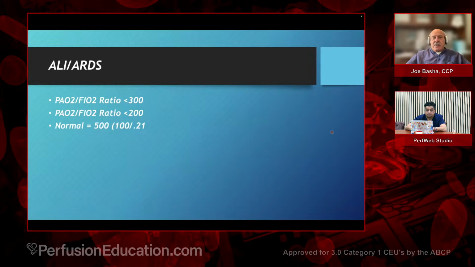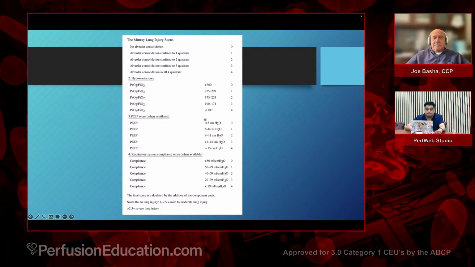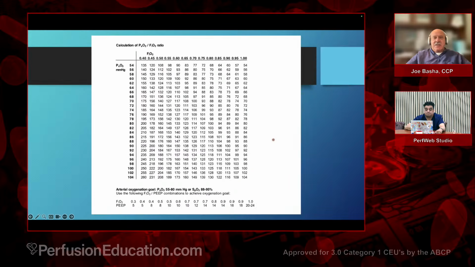So here are your acute lung injury and acute respiratory distress definitions: PF ratio less than 300, PF ratio less than 200, and normal equals PF ratio of 500. So you can see at 300, you should be considering it. At 200, it is absolutely indicated. And here's your Murray lung score and how you figure that out. So it's on there. You can look at it at your leisure.